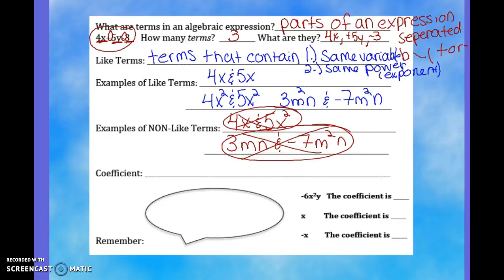A coefficient, we're going to talk a lot about a coefficient this year. A coefficient is just simply a number multiplied in front of a variable.